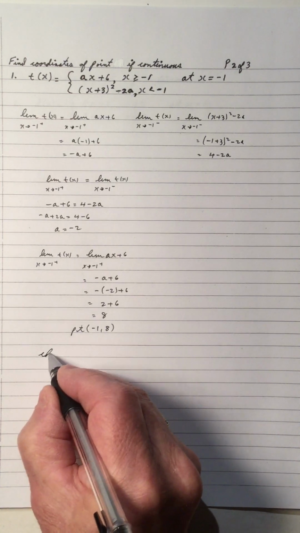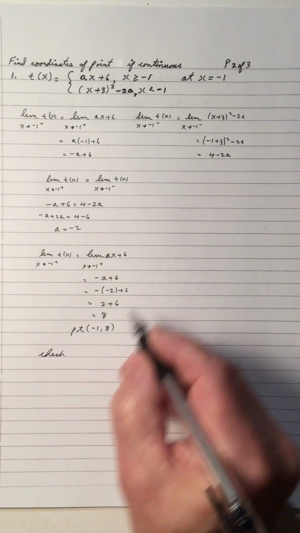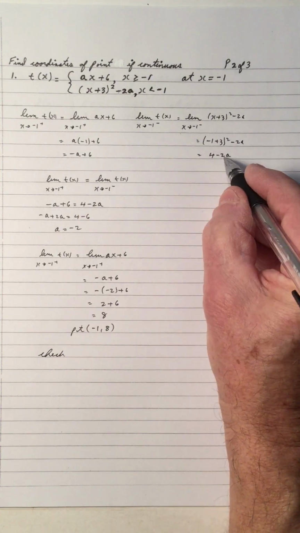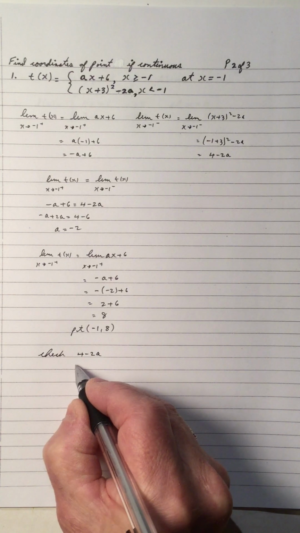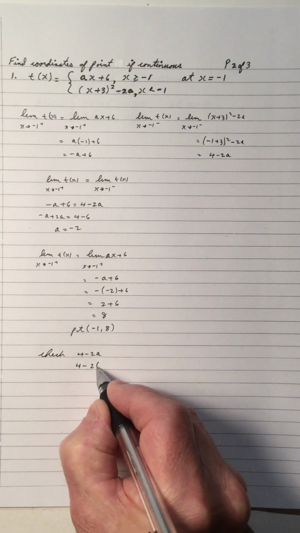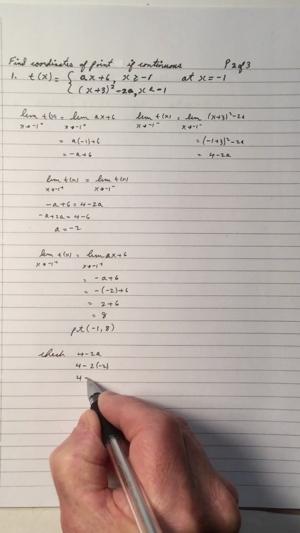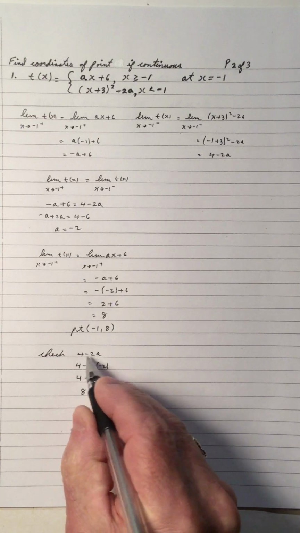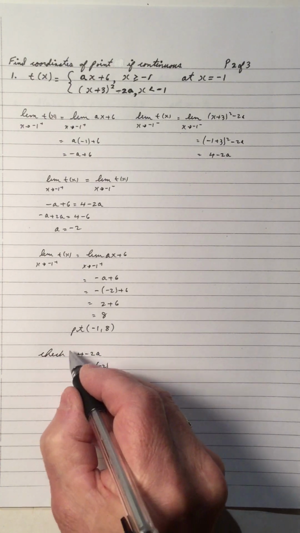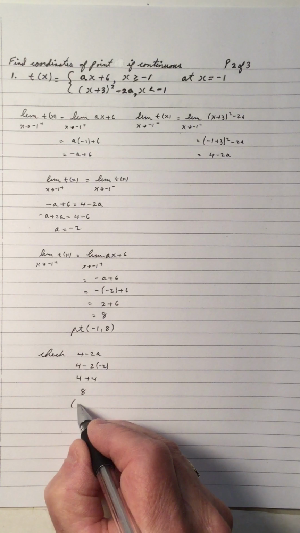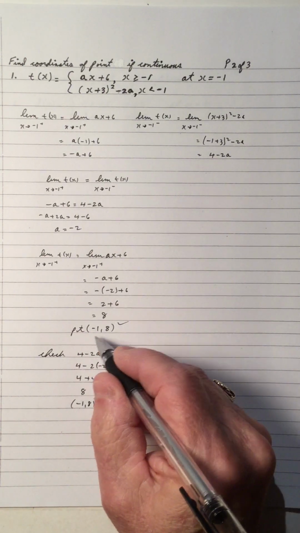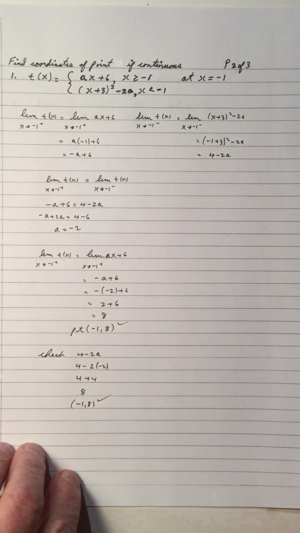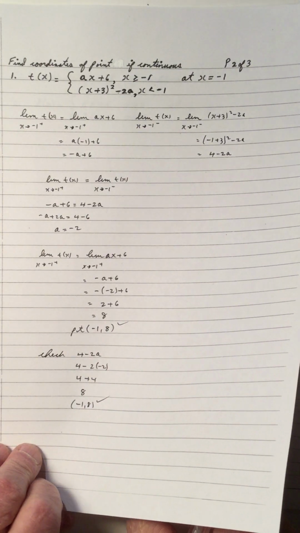So let's just check that in the limit on the left. The limit on the left is 4 minus 2a. So a is -2, so 4 plus 4 is 8. So on the left, x is -1 and y is 8. So that's true. That's the point where it's continuous at -1: (-1, 8).